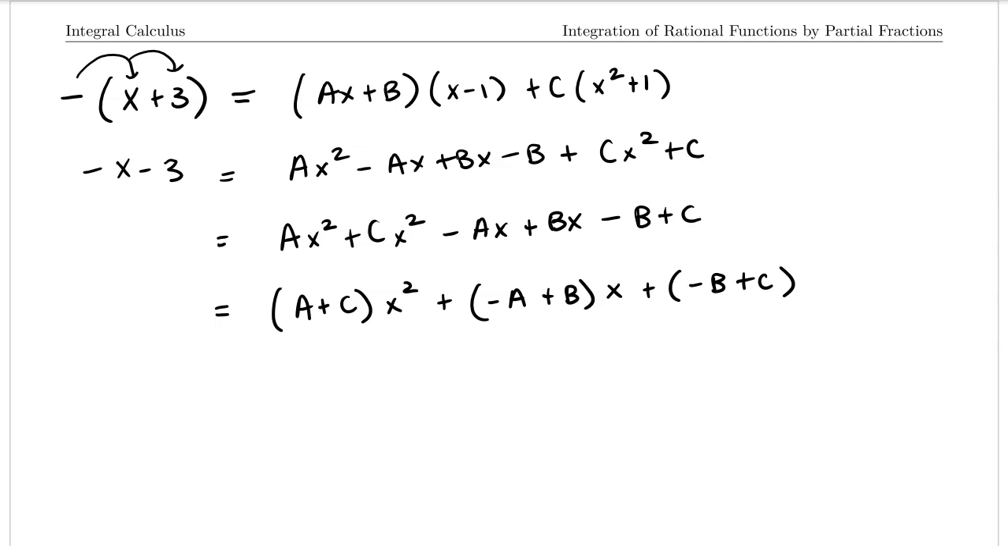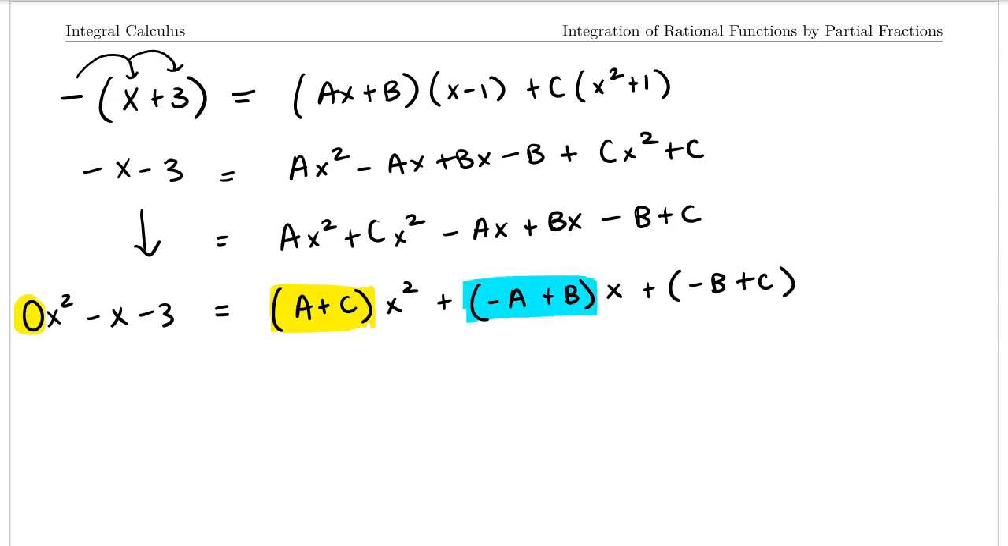And on the left-hand side, we have negative x minus 3. Now notice here we have an x squared term, and we don't have one on the left-hand side. So if it helps you, you could put 0x squared. And so now if we're comparing coefficients, I have that my coefficient of x squared on the right-hand side is equal to 0. Let's use some different colors.